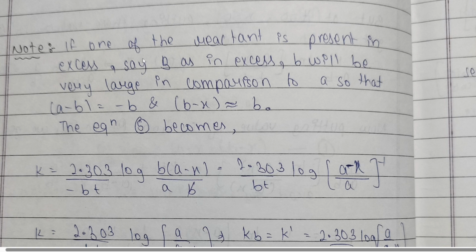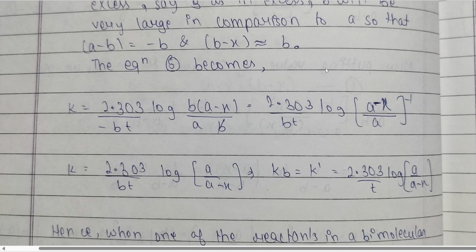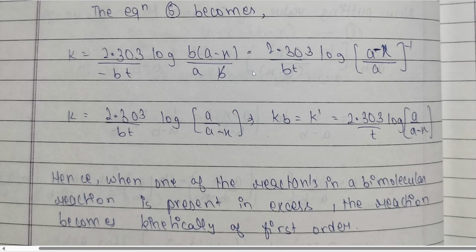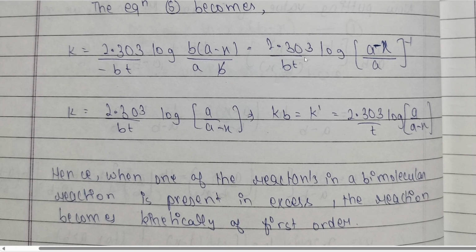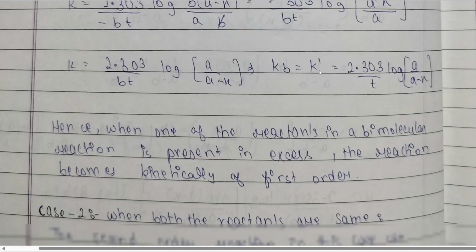Note, if one of the reactants is present in excess, say B is in excess, B will be large in comparison to A, so that A minus B is equal to B minus x. K is equal to 2.303 by Bt log B (A minus x) upon B A, which is equal to 2.303 by Bt log of inverse of A.